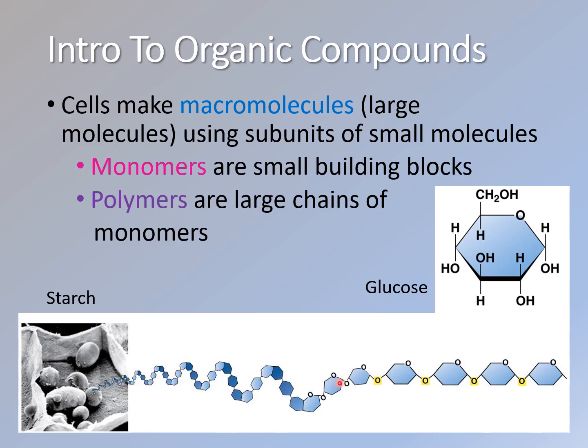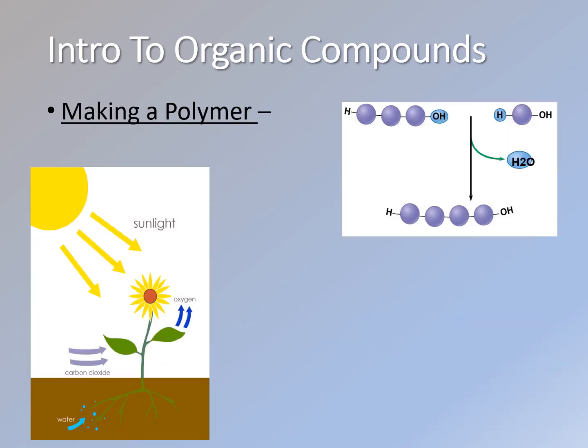For example, if we're talking about glucose, this glucose molecule over here is just one monomer. To make up starch, which we should be familiar with, it's the stuff that's in potatoes and grains and things like that, it's essentially a long chain of glucose molecules. So glucose monomers all strung together create a long polymer called starch.